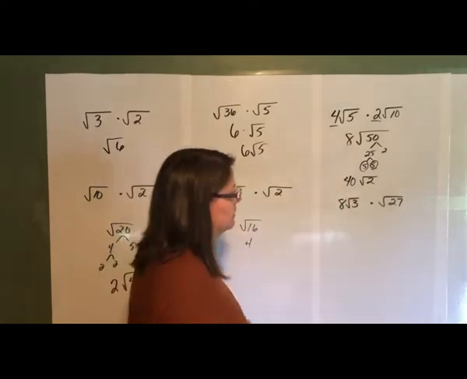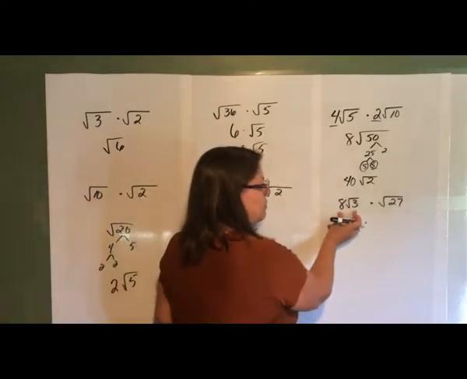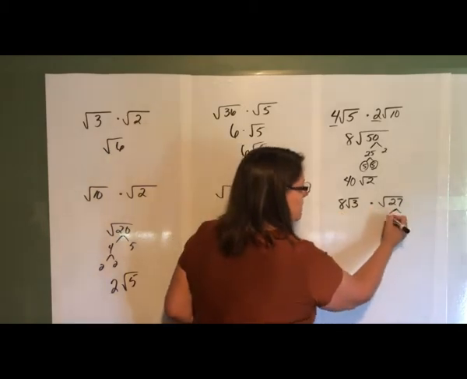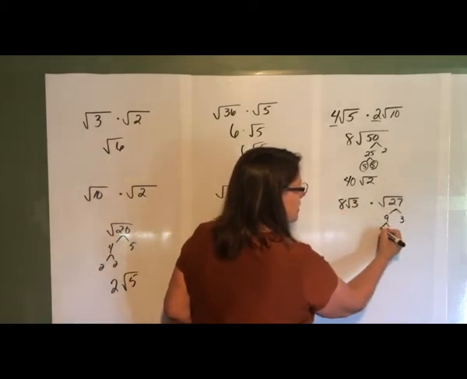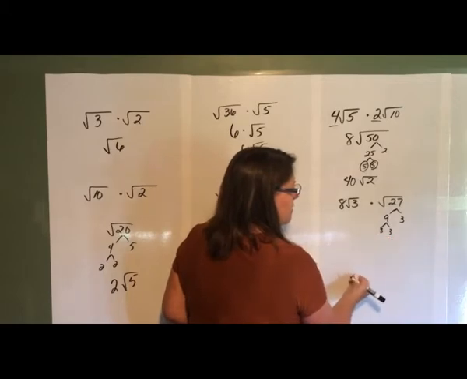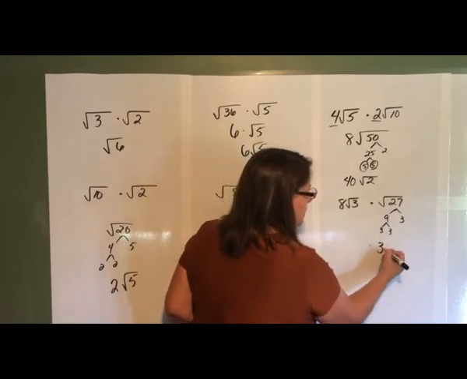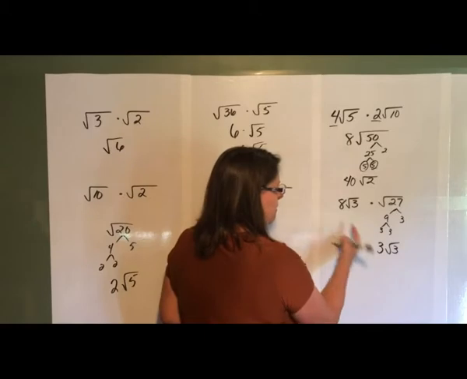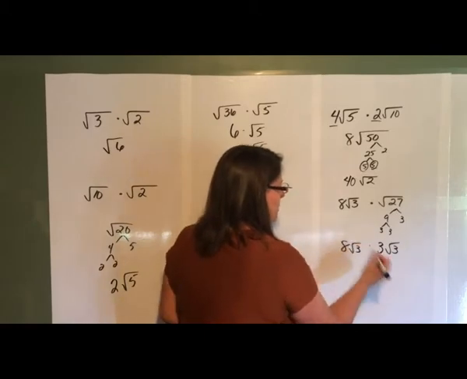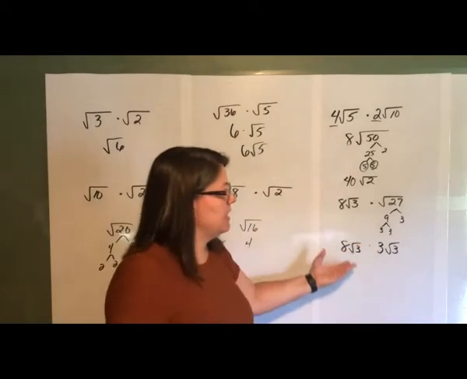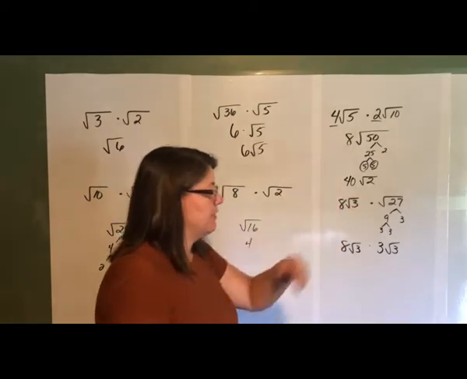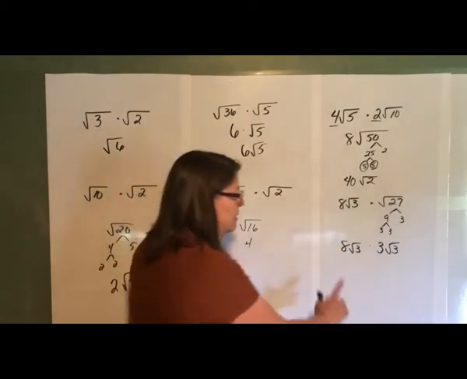Looking at this one, nothing can be done to the 8 square root of 3. 27 is 9 times 3. I can bring a 3 out. So for that, I've got 3 square root of 3. And here I've got 8 square root of 3. So this one I think is a little easier to break it down first and then multiply the two together. Then I'm going to multiply.